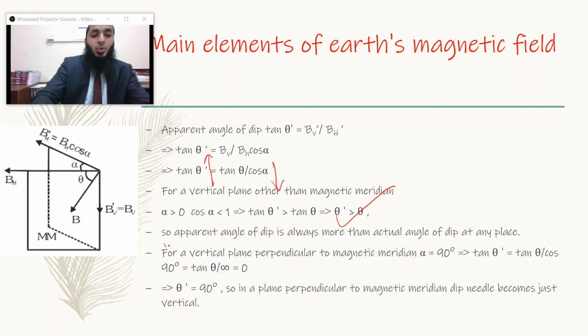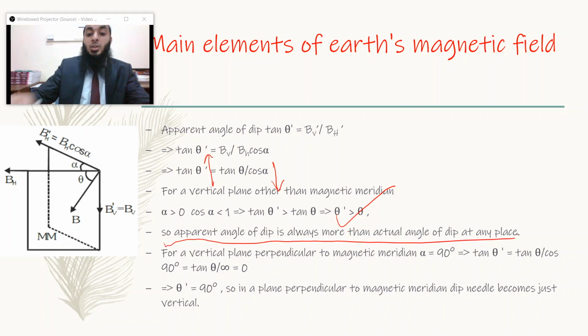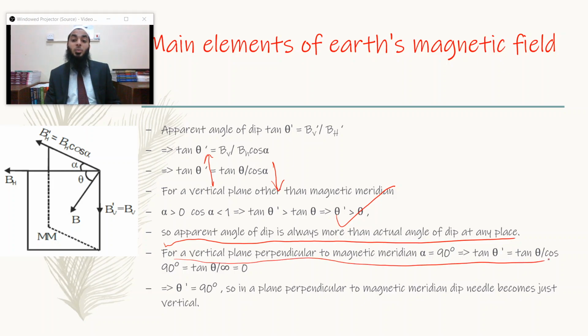Okay, so that's what is written. So the apparent angle of dip is always greater than the actual angle of dip in any plane. For a vertical plane perpendicular to the magnetic meridian, alpha will be 90. Now understand this.